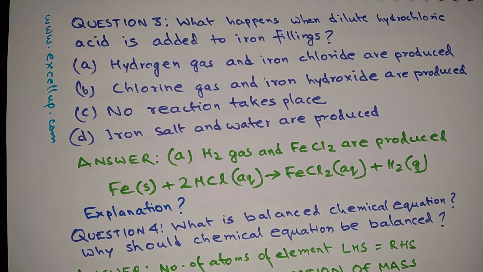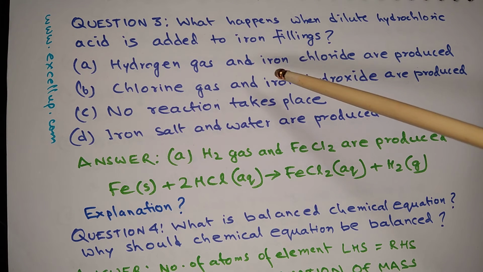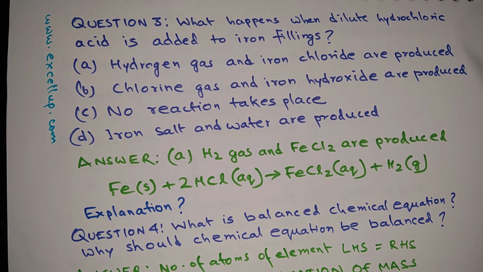Question 3. What happens when dilute hydrochloric acid is added to iron filings? Option A says hydrogen gas and iron chloride are produced. Option B, chlorine gas and iron hydroxide are produced. Option C, no reaction takes place. And option D, iron salt and water are produced.